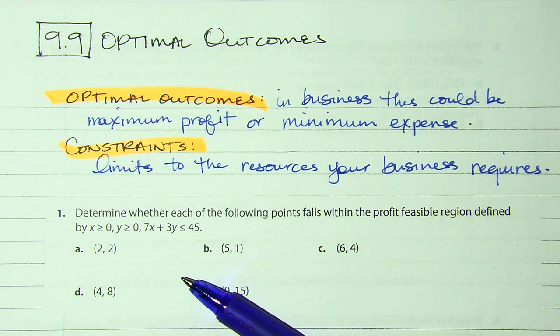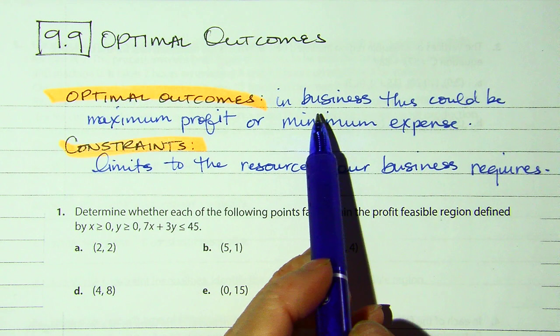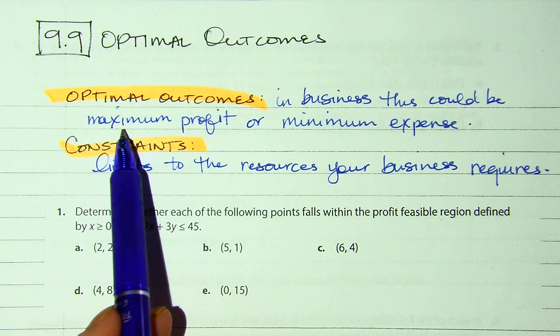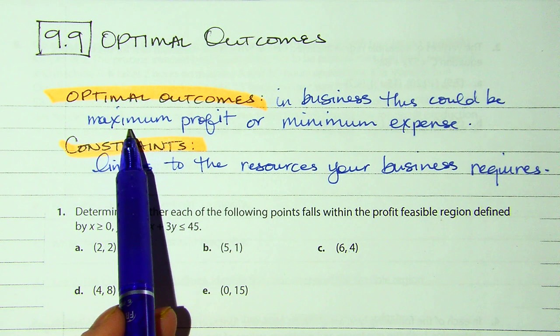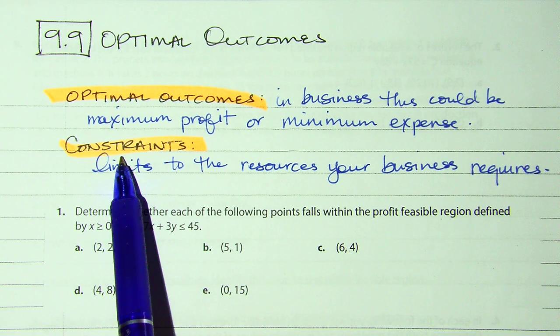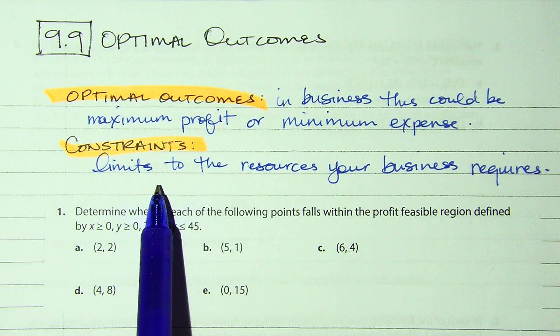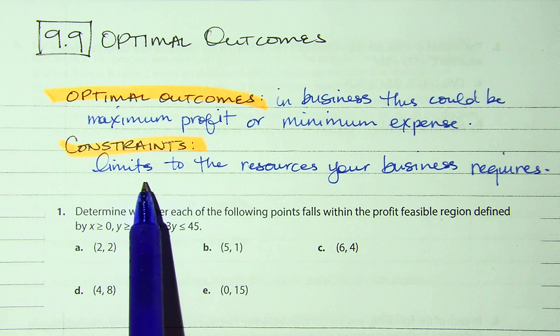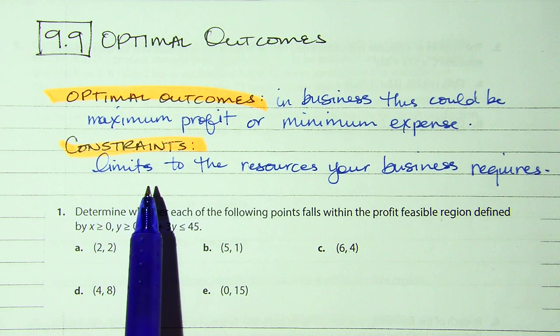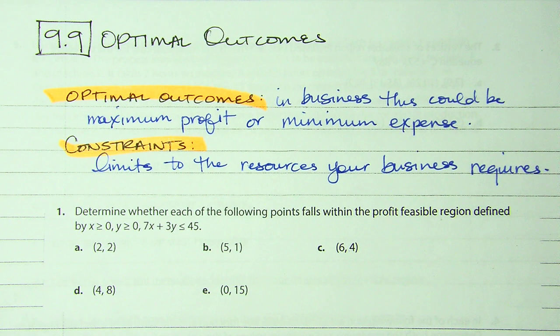All right, so first, optimal outcomes in the business world. This is usually both, where you get the maximum profit with the least expense or minimum expense. Constraints are limits to the resources your business requires. So it might be a constraint on the amount of wood you need, or the amount of steel you need, or the amount of napkin. These are things that have to be considered for your business to operate.